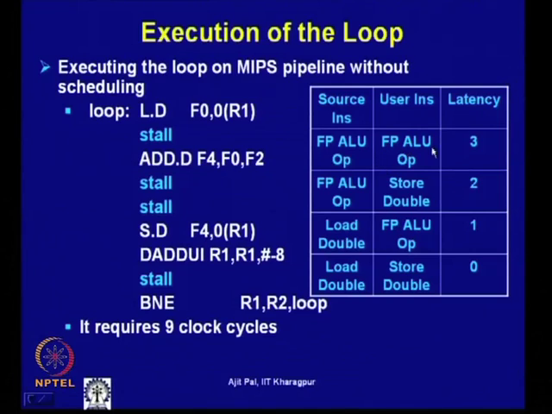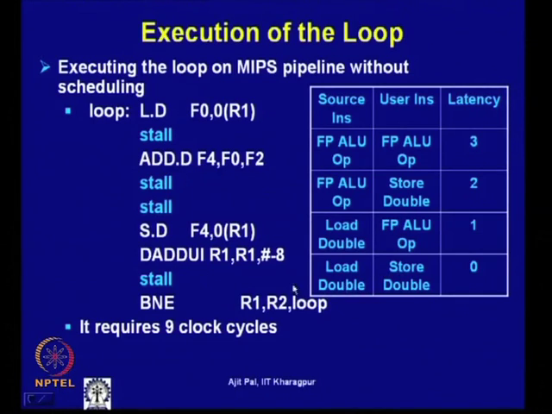So, the dependent instruction has to be separated by... this belongs to the second category, floating point ALU operation followed by store double. So, you will require 2 stalls because latency here is 2 if you want to avoid stall. Then here again you are decrementing a register, so it is an ALU operation, and here this is a branch operation. In this case also it will involve 1 stall because you are performing a not equal branch after an ALU operation.